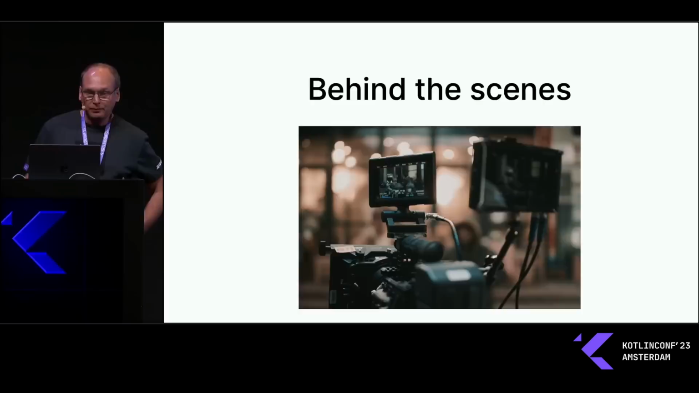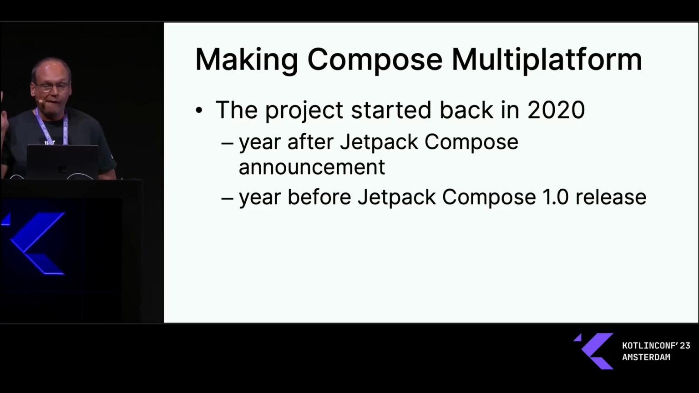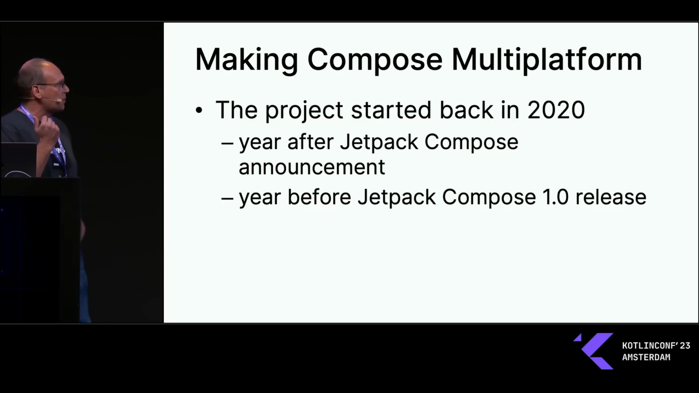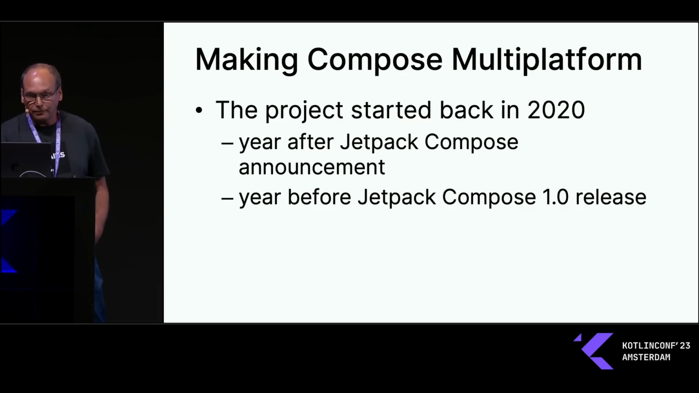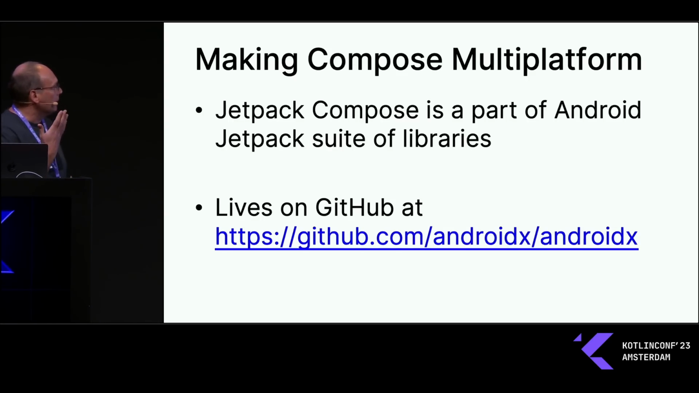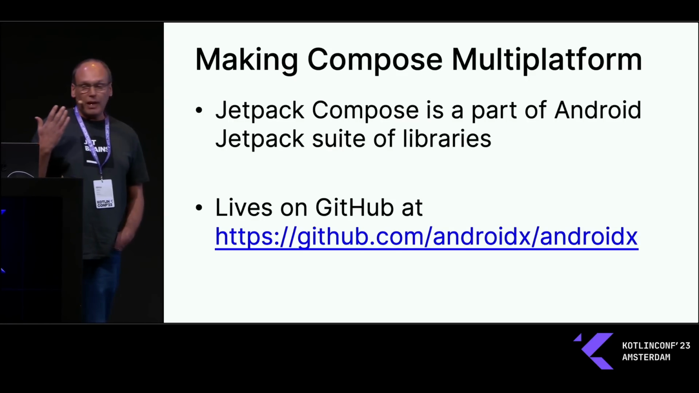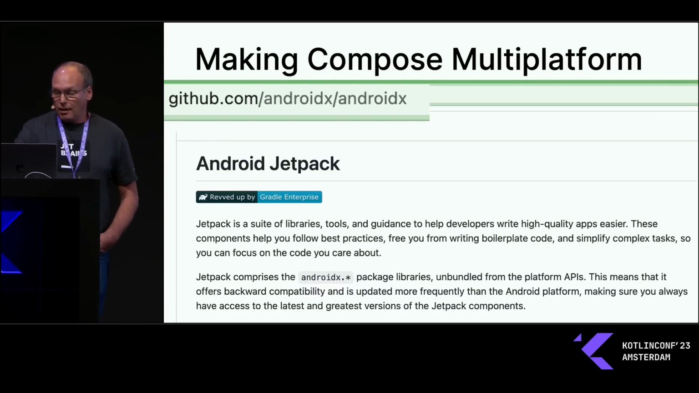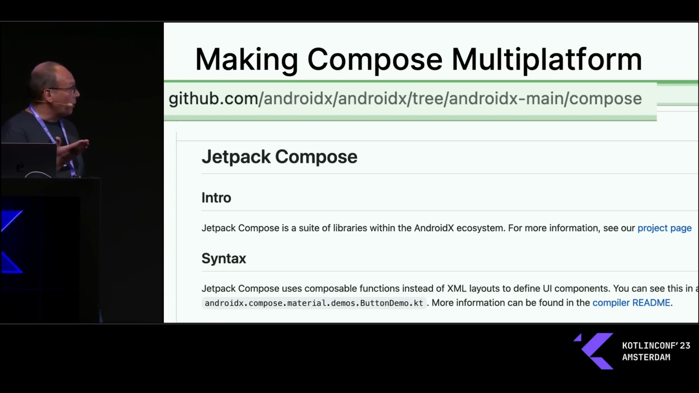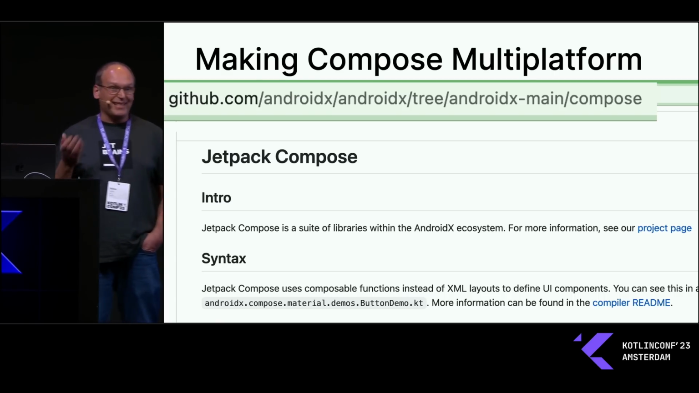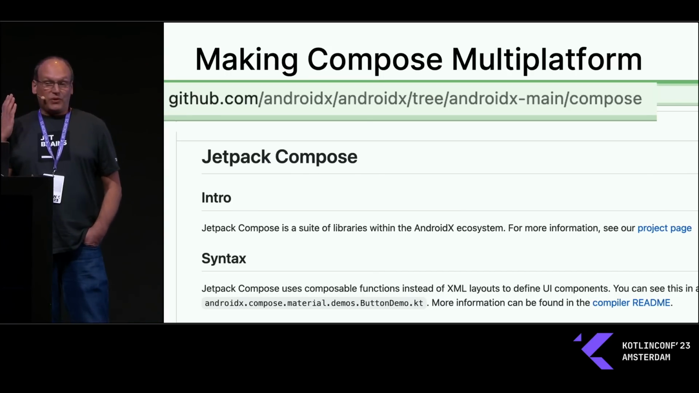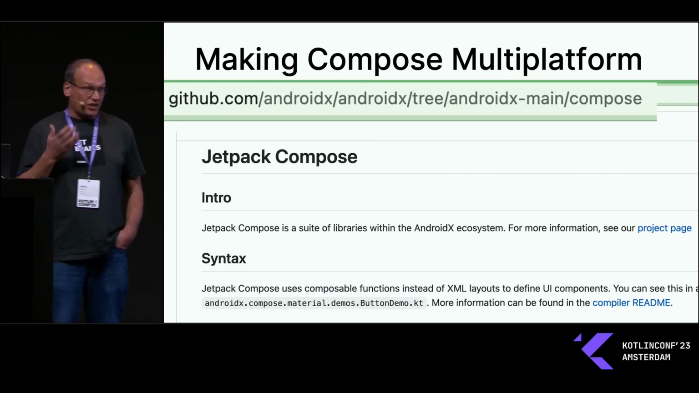So now let's talk about how we've made Compose multiplatform. The Compose multiplatform project started just between the Jetpack Compose official announcement and its first public release. So we started early. Jetpack Compose is a part of the Android Jetpack suite of libraries that lives on a GitHub repository called AndroidX. Jetpack Compose is fully written in Kotlin. And to make a Kotlin library a Kotlin multiplatform library, you have to define Kotlin multiplatform source sets for the targets you're going to support. So we just followed this way.